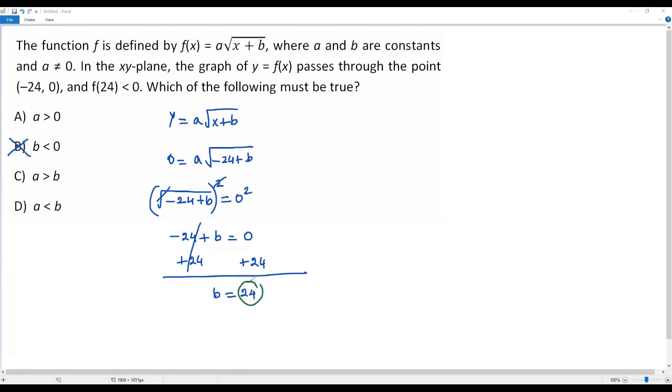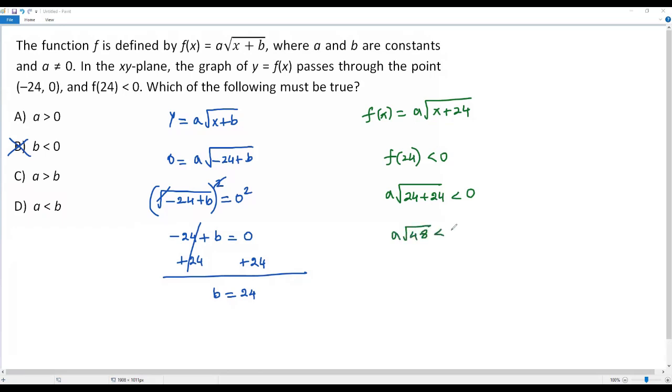Now let's plug in this 24 for b into the given function. Then f of x equals a times square root of x plus 24. Now let's consider this information that f of 24 is less than 0. We know that this expression is equal to f of x. Now to get f of 24, we have to plug in this 24 for x. Then we get a times square root of 24 plus 24 less than 0. A times square root of 48 less than 0.